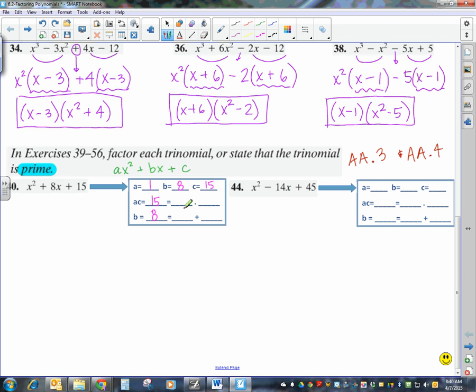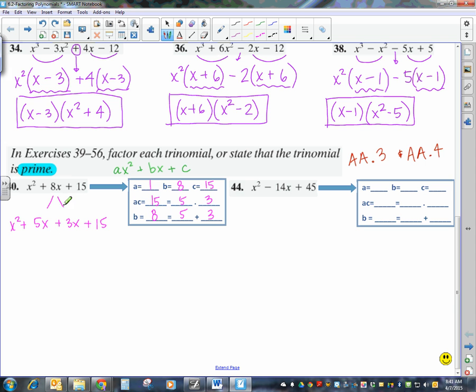Now the hardest part of this problem is you've got to come up with two numbers that multiply to give you 15 and add to give you 8. Two numbers that multiply to give you 15: we have 5 and 3. 5 times 3 is 15, and 5 plus 3 is 8. So now that you've done that, these are the numbers you're going to use to break this middle term up. That gives me x squared plus 5x plus 3x plus 15.